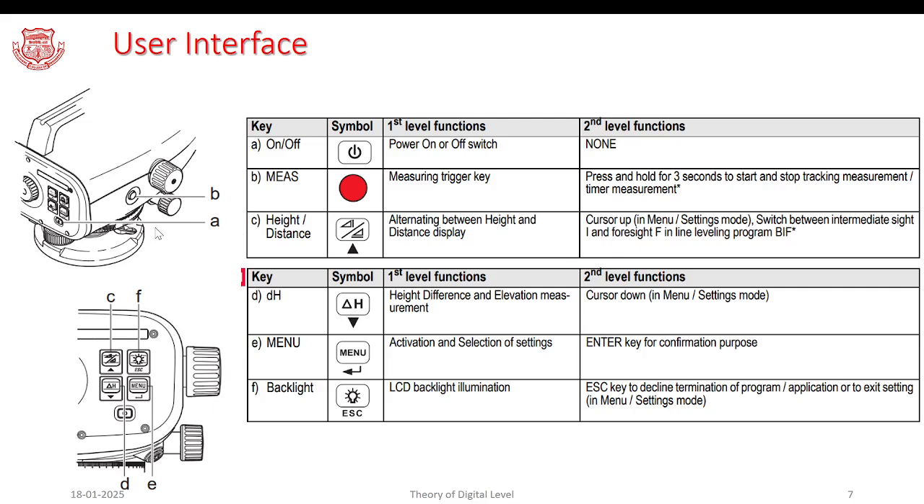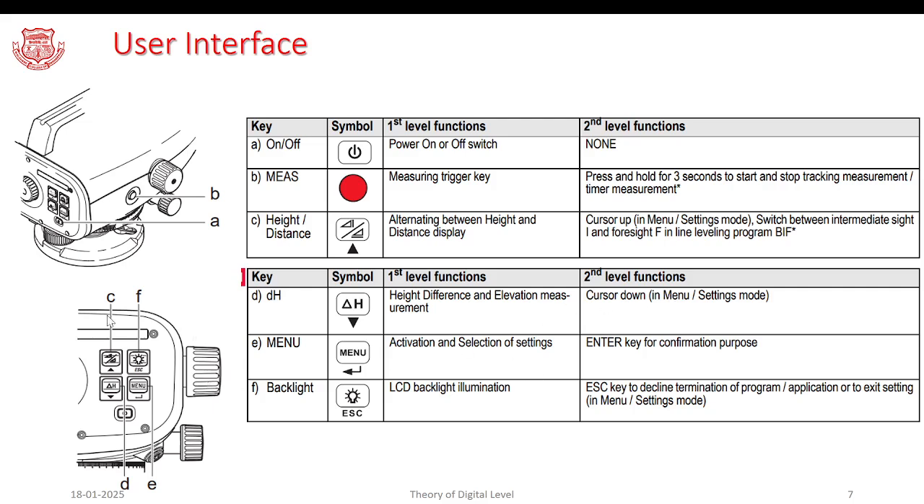This key D is meant for height difference, and it is the initial key that we start with for the measurement of the elevation. Also, the way you see here, there is a certain inverted triangle. It has a second function to move the cursor down when we are working with menu and setting mode as such.